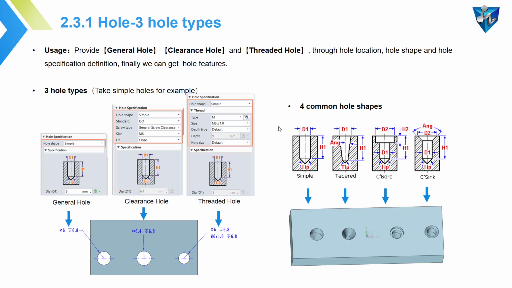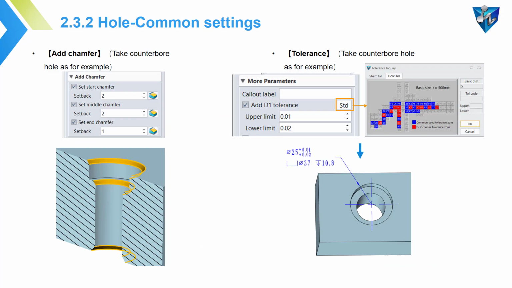And in ZW3D, we have four common hole shapes: simple hole, tapered hole, counterbore, and countersunk, which you can see in the below image. There are some settings in the hole creation. The first one is add chamfer. In ZW3D, you can add chamfer for the holes along with the hole creation. For example, for this counterbore hole, we can add the chamfer for the start, middle, and the end side.